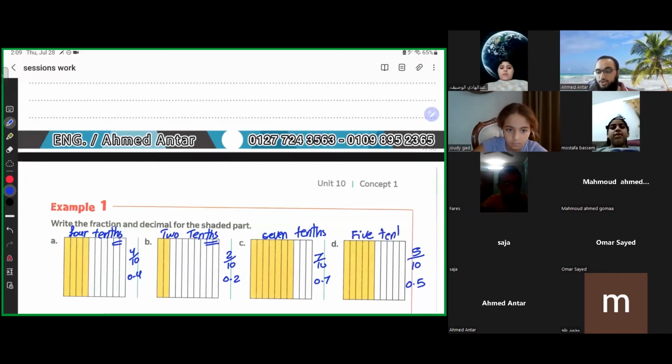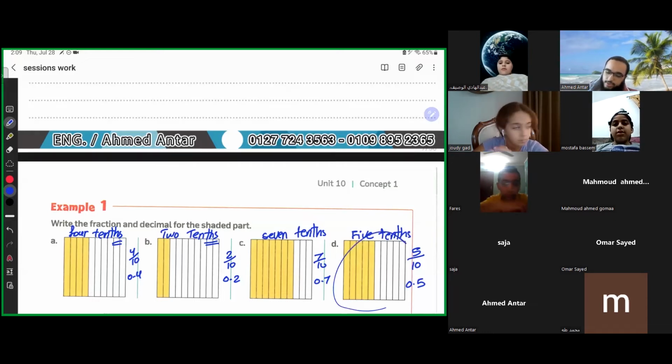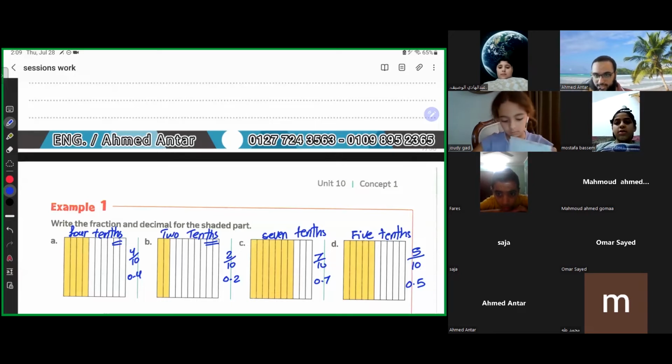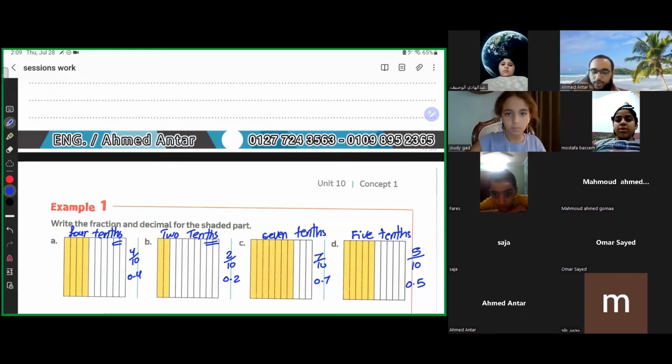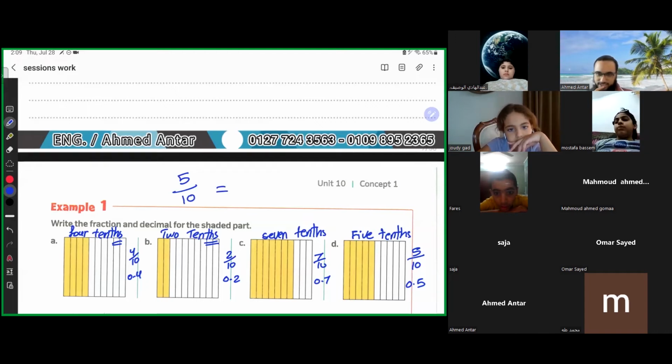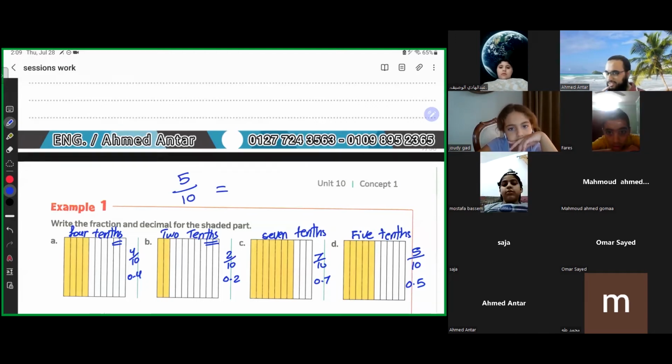5/10. Also, this question, we can write it in another form as a fraction. Who knows another form to write this? 5/10 equals what, by the fractions? The 5 is the half of the 10. So it's what?